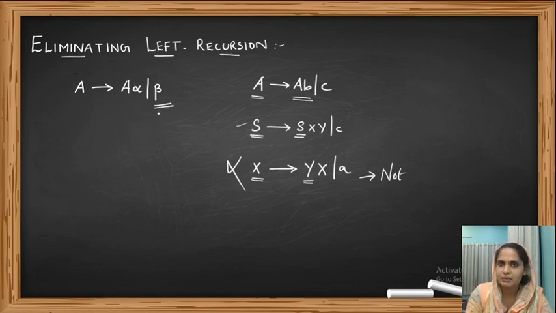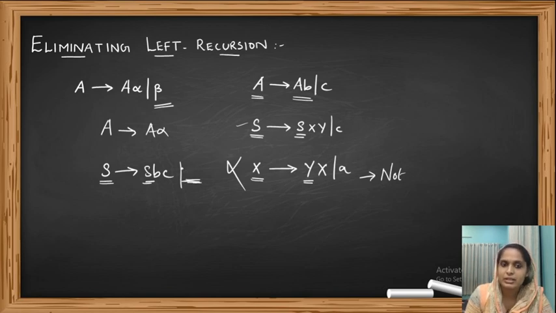Even if it doesn't contain beta, that means if the production is of the form A alpha, then also that production is left recursive. For example, if the production is S produces S B C, we can say that this production is left recursive because the left hand side is the non-terminal capital S, and the right hand side starts with the variable S. So this production is left recursive even if we don't have the second production, that means the beta portion.